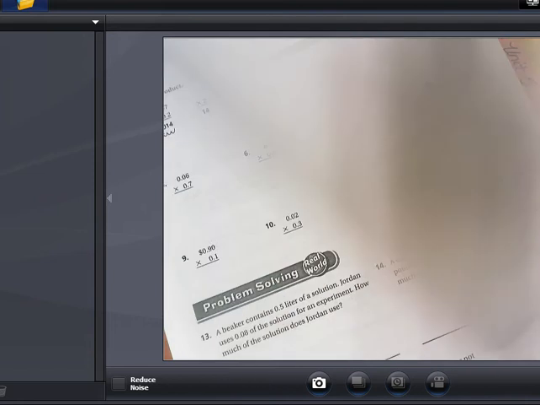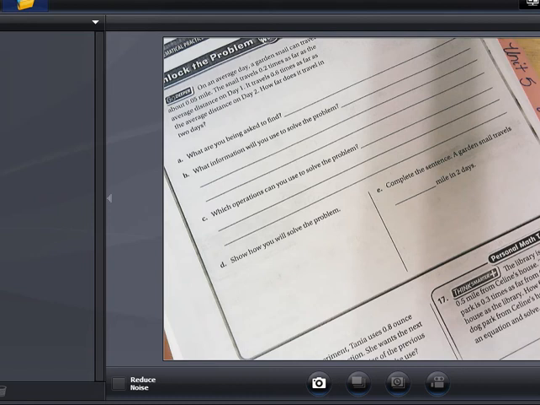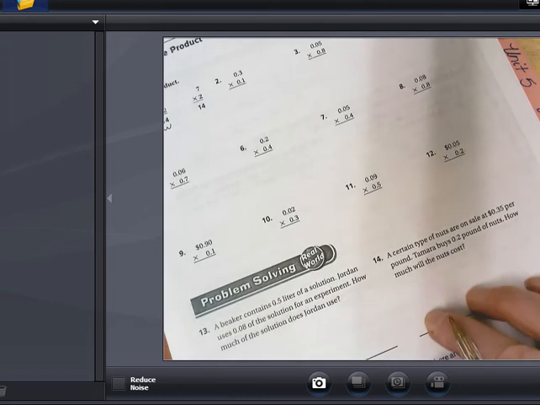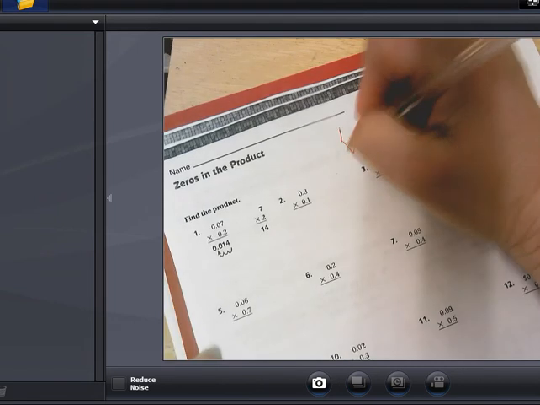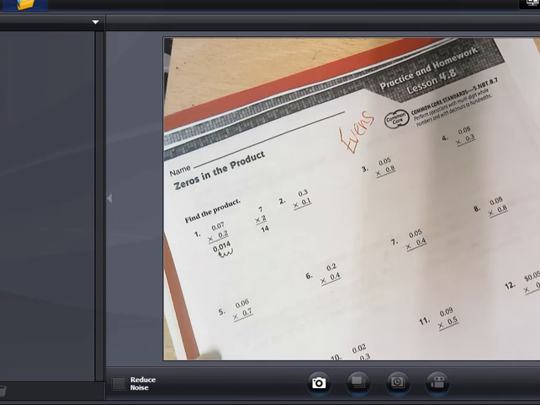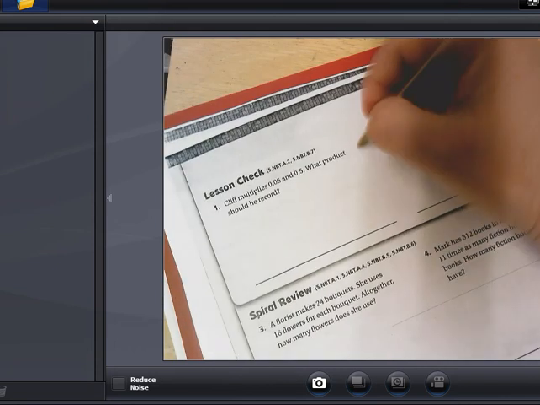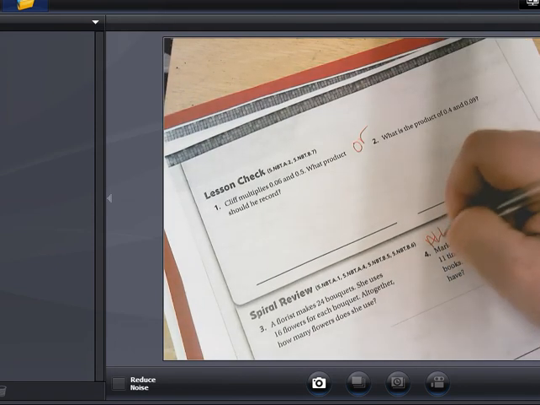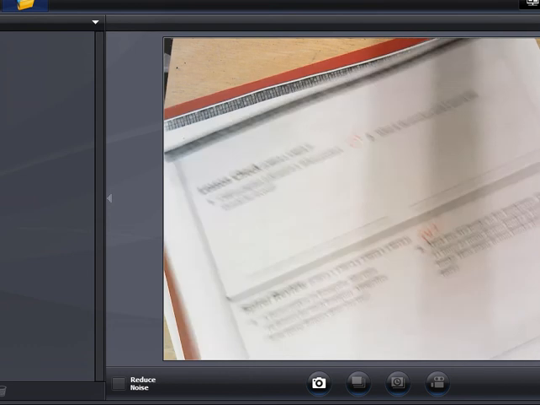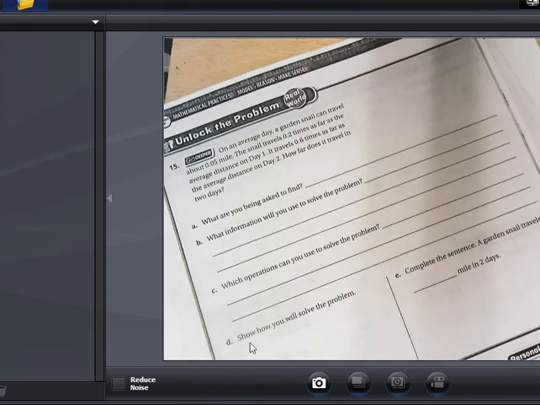All right, so we have one of those. We'll come back and unlock the problem if we have time. Your homework is that same old routine, evens, 1 or 2, and all of these. Okay, let's give some multiplying decimals a shot.